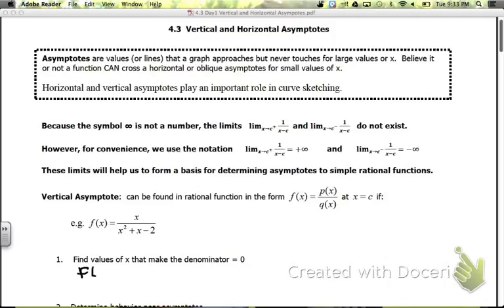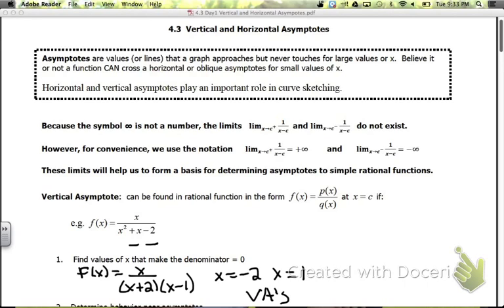Looking at this, we have f of x equals x over x plus 2 times x minus 1, since 2 times negative 1 gives us negative 2, and 2 plus negative 1 gives us positive 1. So what values of x make the denominator equal to 0? x equals negative 2 and x equals positive 1. And these are what we call our vertical asymptotes.